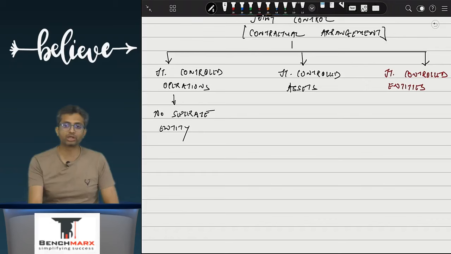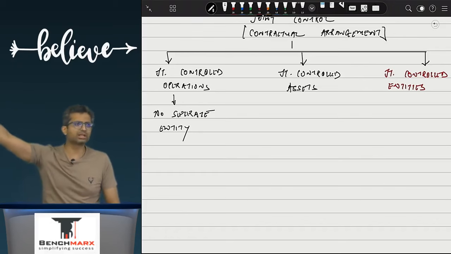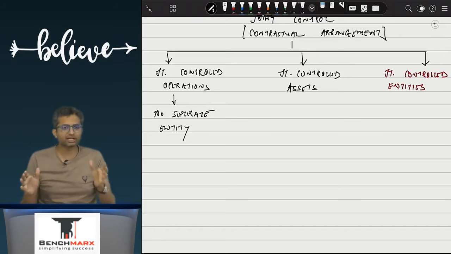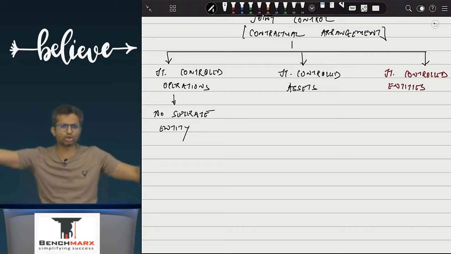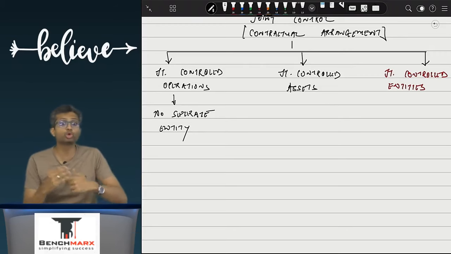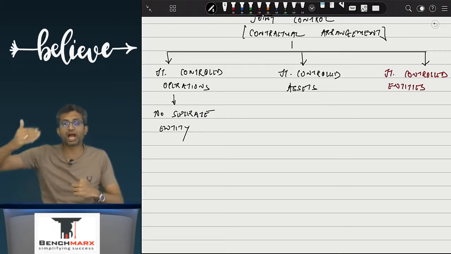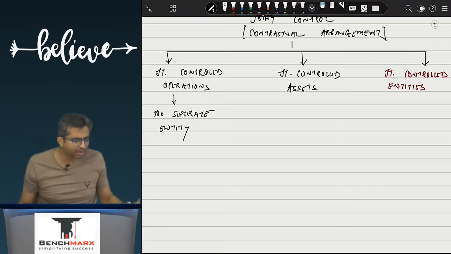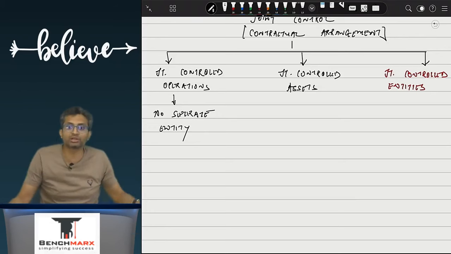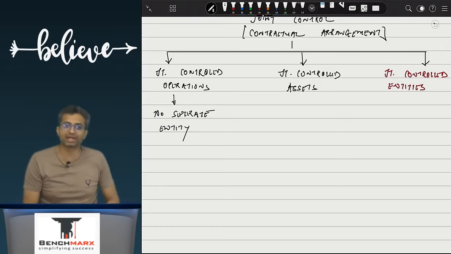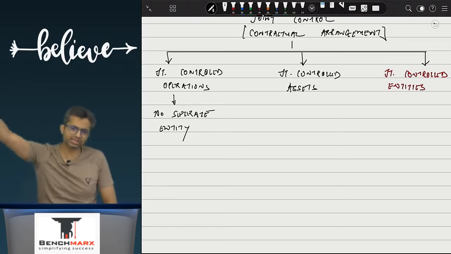What do you mean by jointly controlled operations? I am running my CA coaching business. Someone else is running, let us say, some other type of coaching business, maybe USCPA or someone. We will continue to run our own operations, but certain students may want to do both, or you will refer to me and I will refer to you, something of that sort. We have not formed a separate company in the middle. We don't own any assets together. I am running my operation using my assets. You are running your business using your assets.